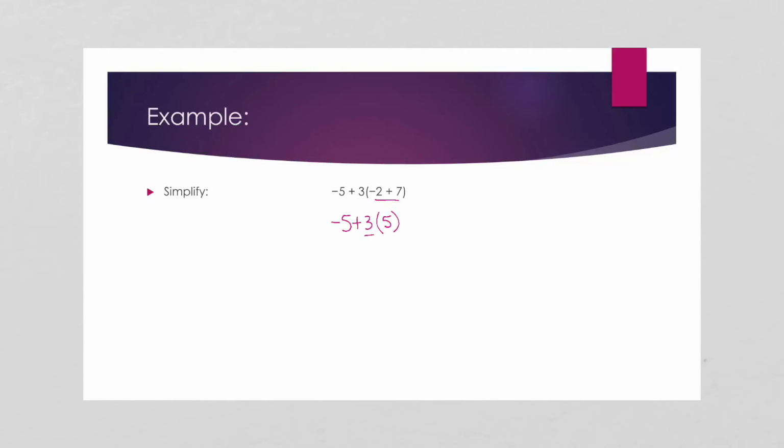According to order of operations, I have to do this next. So I've got -5 plus 15. Now, because those signs are different, I subtract the smaller from the larger, keep the sign of the larger number.